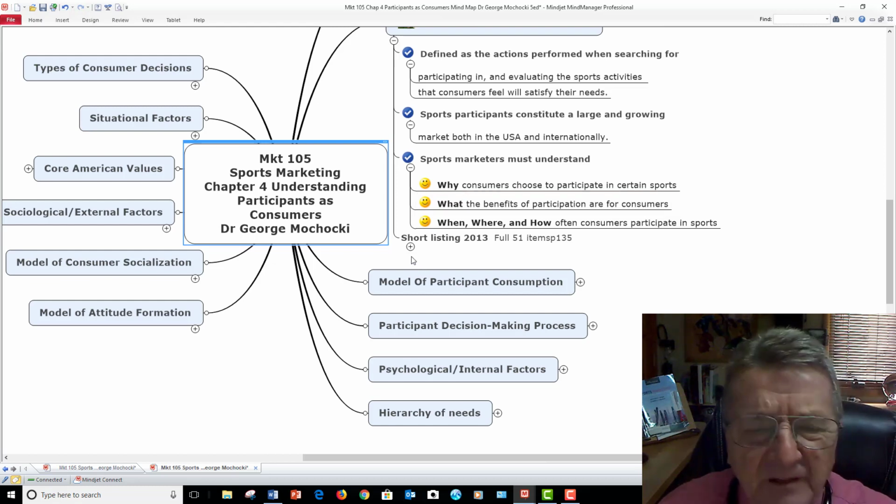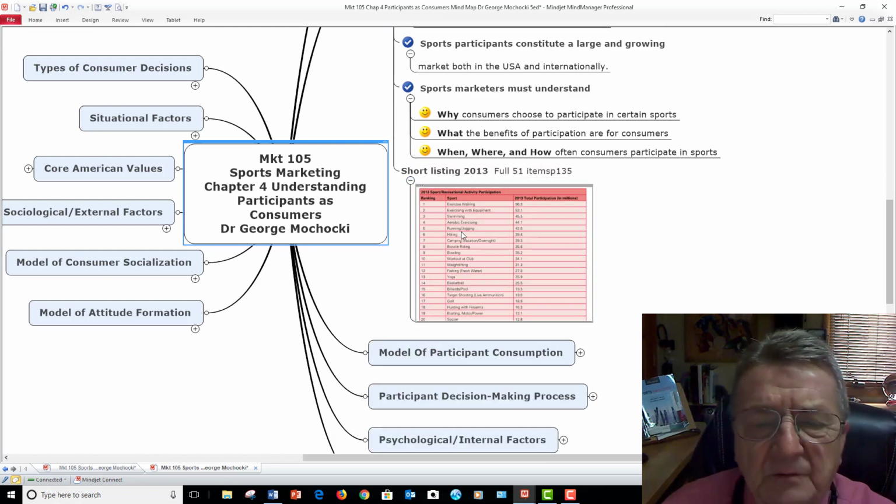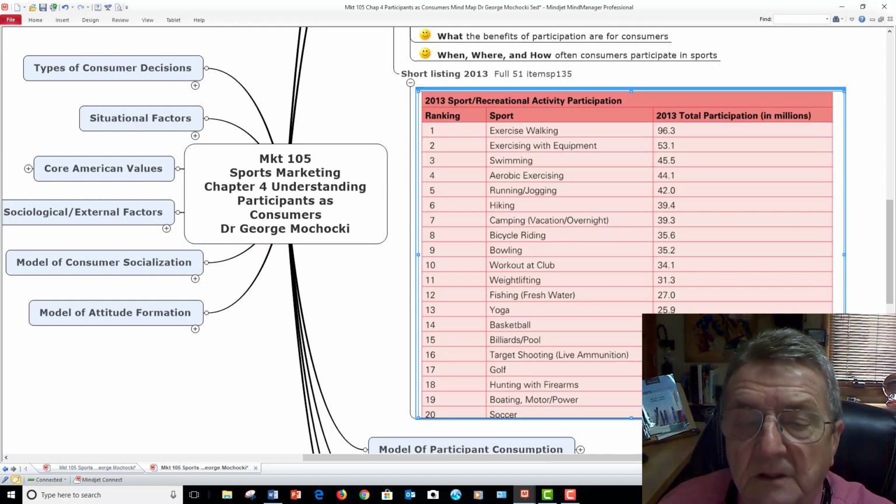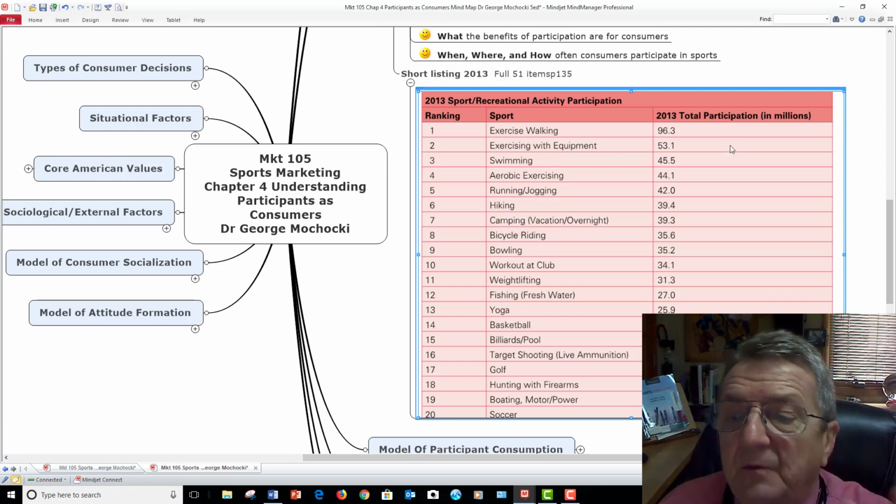Okay, now here's a listing from the book. Let me just make this a little bit bigger here for you guys. This is right out of your book. Look, exercise, walking. A lot of people walk, and I think it's like 51 or 54 percent of the total population. This is just a quick example: swimming, aerobics, running, jogging, hiking, workouts, fishing. Fishing is a nice way of meditating, for lack of better words.